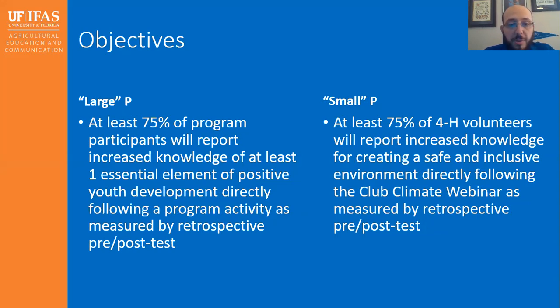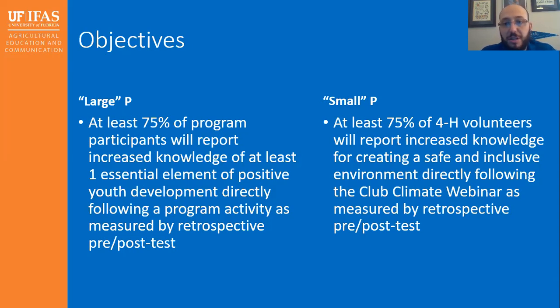All right, so another example, and there's going to be some more examples that we'll walk through for different program areas. Again, with this one, same scaffolding: 75%, retrospective pre-post tests, at least one essential element of positive youth development following a program activity. So this is for the 4-H agents. And then how this would transfer to a small p objective. It's the same scaffolding, but in this one, you're looking for increased knowledge for creating a safe, inclusive environment. And we identify the actual activity, which would be the Club Climate webinar.